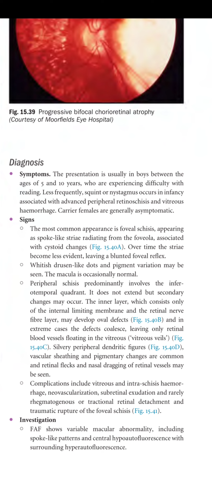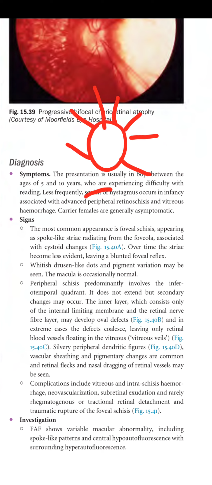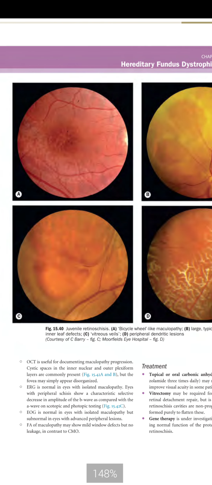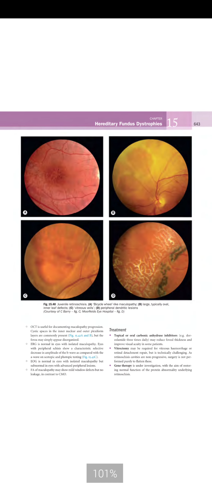The most common appearance is a foveal schisis appearing as spoke-like striae radiating from the foveola, associated with cystoid changes. So there is a foveal schisis, which has a spoke wheel type appearance radiating from the foveola, and there are associated cystoid changes. Over time, the striae become less evident, leaving a blunted foveal reflex. In figure 15.40, you can see a spoke wheel type pattern in the macula.